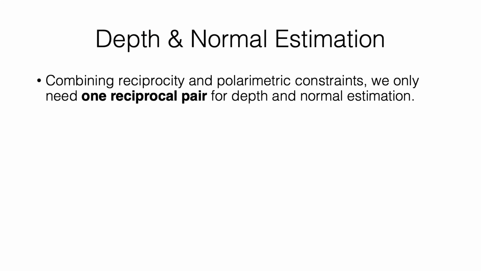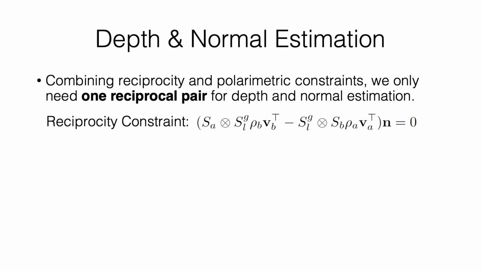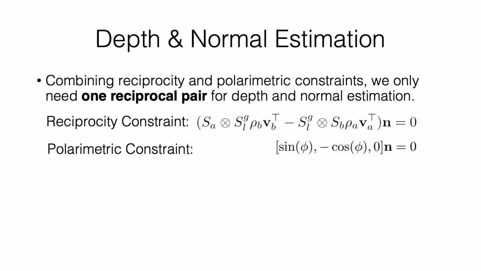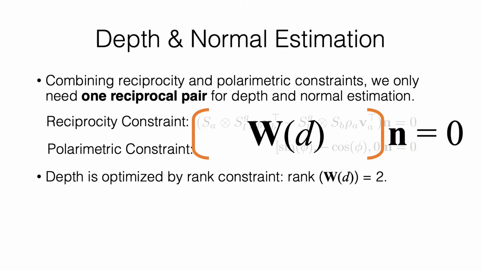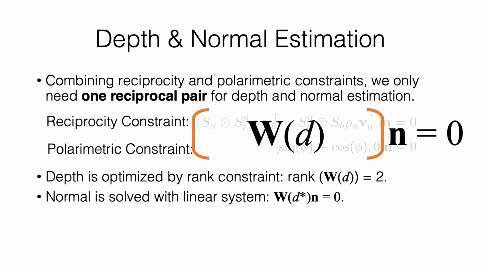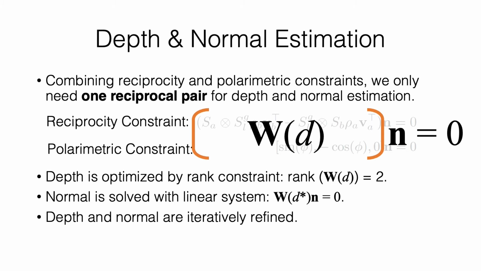Finally, by combining the reciprocity and polarimetric constraints, we only need 1 reciprocal pair to estimate depths and normal. We can form a linear system about the normal M. The coefficient matrix W is a function of the depth D. In order to have a single solution, the rank of W should be 2. We then use this rank constraint for depth estimation. Given the optimal depths, we can solve for the normal with the linear system. We iteratively refine the depths and normal estimations for better accuracy.